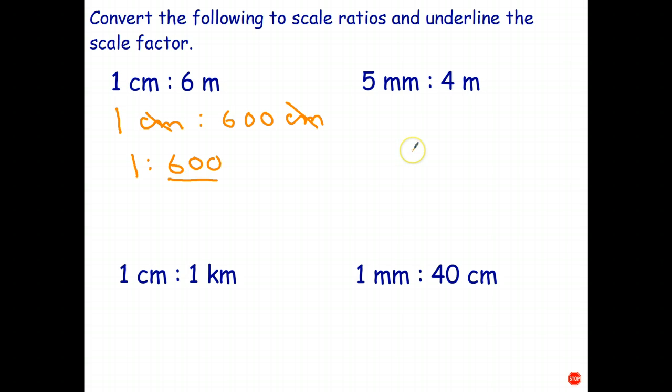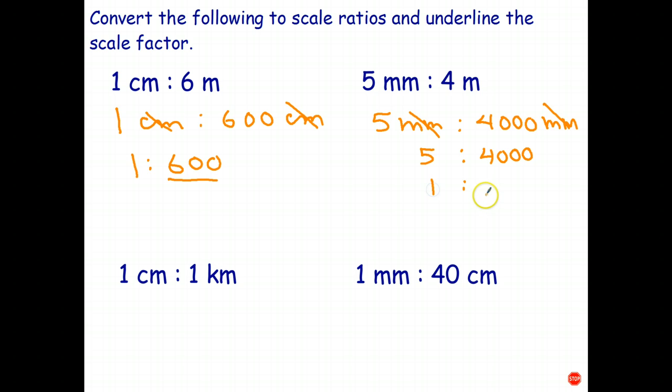Okay, I'll try this one, then I'll leave you to try those two. Okay, 5 millimeters is to 4 meters. Well, once again, we have to get them to the same units. We always choose, by the way, the smaller unit to avoid getting decimals. Converting meters into millimeters, we multiply by 1,000, so that's going to be 4,000 millimeters. Now we can cross out the millimeters, giving us a ratio of 5 is to 4,000. And then finally, we can simplify.